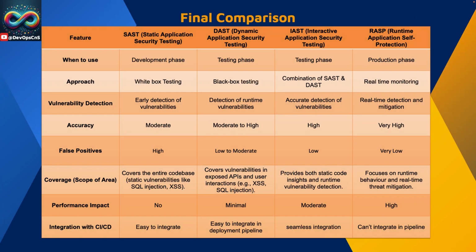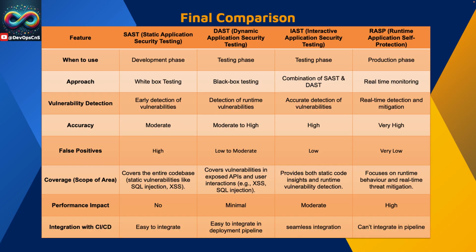So next is the comparison. In the comparison, it's just a short summary and a quick recap: when we can use these tools, what the approaches are, and what various features we can compare. So SAST, as I discussed, is for the development phase. DAST we can use in testing. IAST again in testing, and RASP is basically for the production phase.